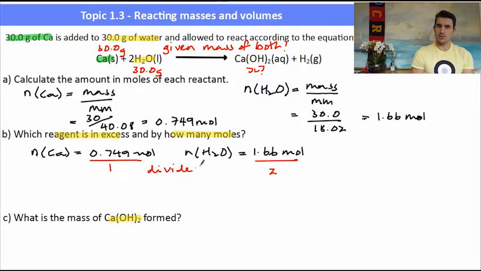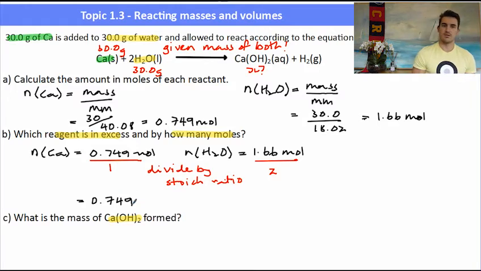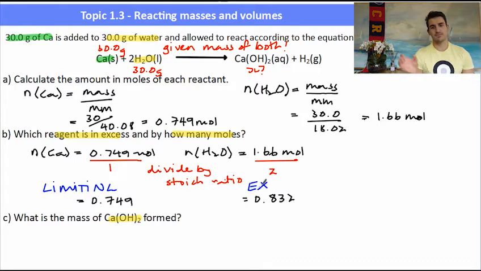Then we determine what that value is. We don't use this value in any of the other steps, but it helps us determine the limiting reagent. So calcium is 0.749 because we divided that by 1. Water, 1.66 divided by 2 is 0.832. Once we've got that value, we look for the smallest number, and that tells us our limiting reagent. So calcium is limiting, water is in excess.